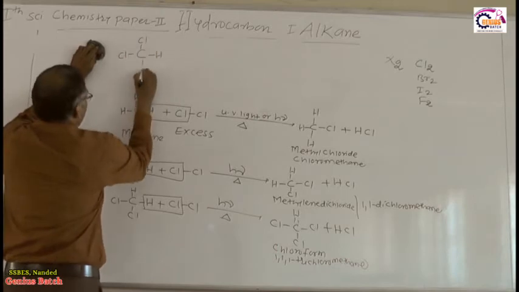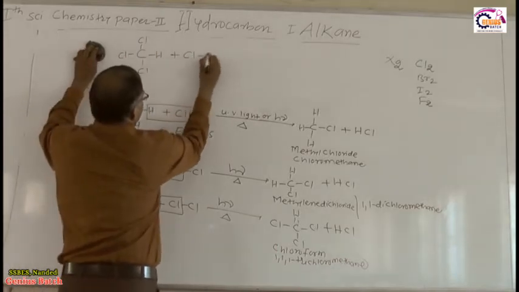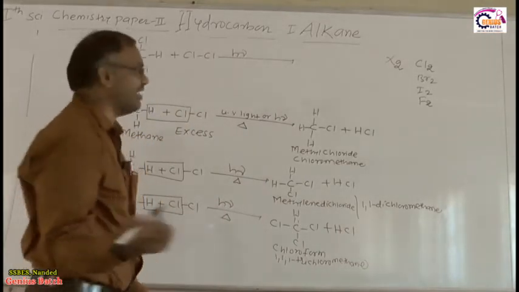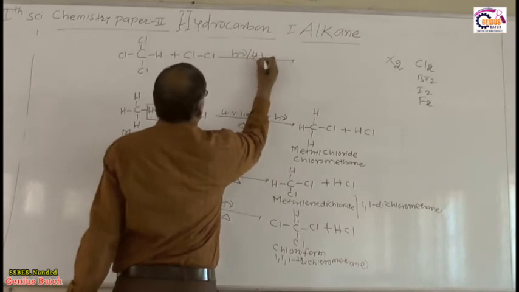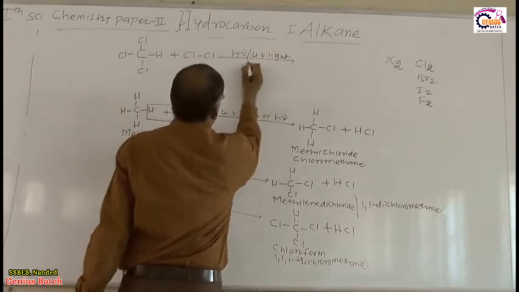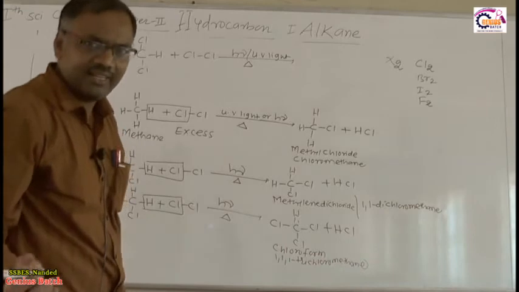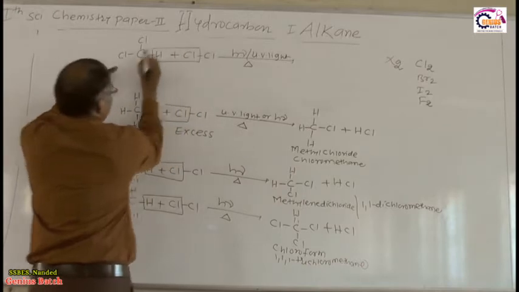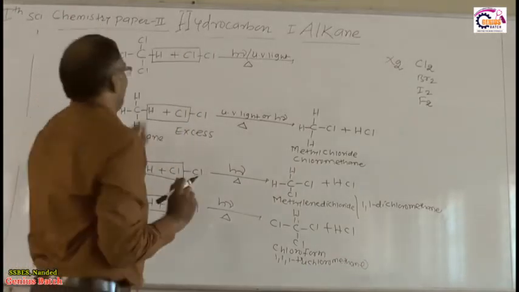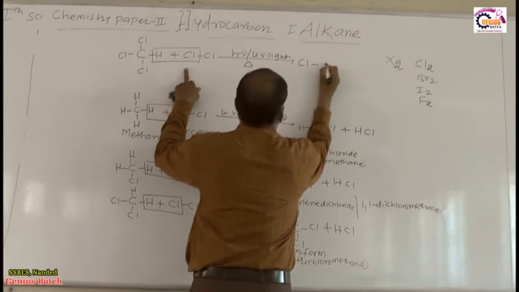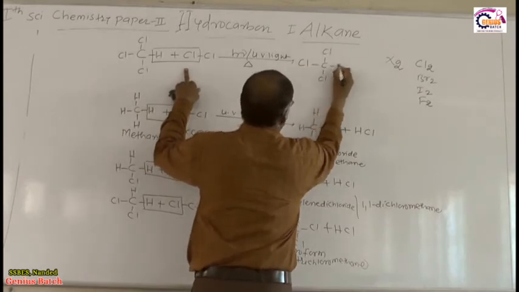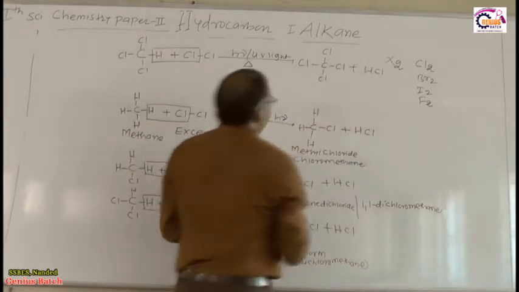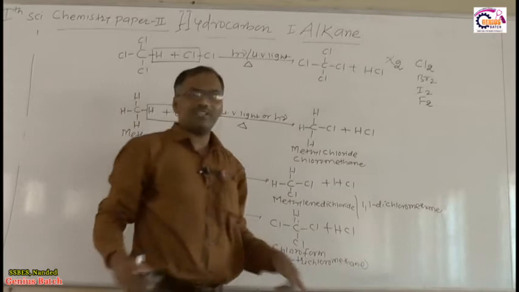So these chlorine atoms are there, plus this chlorine in the presence of ultraviolet light. You can write the h nu also, or you can write UV light, ultraviolet light, heat. So what will happen? This hydrogen atom is replaced. So what will you get? This is chlorine, this is chlorine and chlorine, plus HCl.